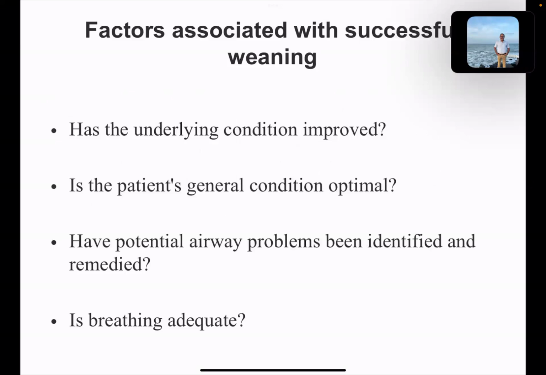So what are the factors associated with successful weaning? We have to see the patient as a whole. First, what is the patient's underlying condition, and has it improved? Suppose a stroke patient was ventilated and had a midline shift with hemorrhagic transformation. The patient underwent craniotomy, is gradually improving, and is becoming more alert. So whether the underlying condition is improving or not is the first thing we have to assess.